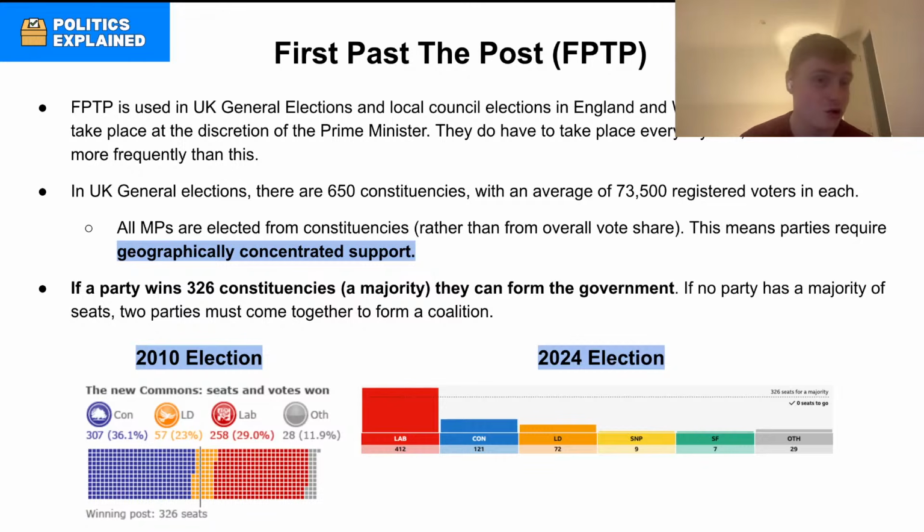And if no party has a majority, such as in 2010, as you can see down here, two parties have to come together that together have more than 325 constituencies. The 2024 election, we're going to look at in even more detail, but Labour won 412 seats, so a really large majority.